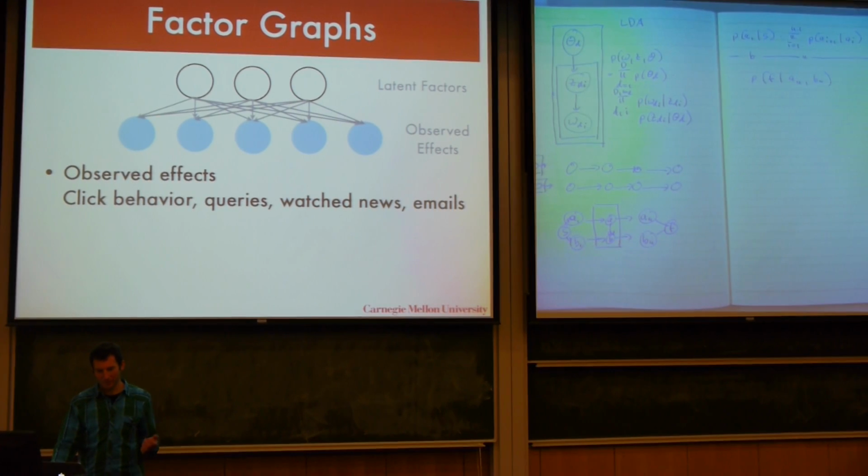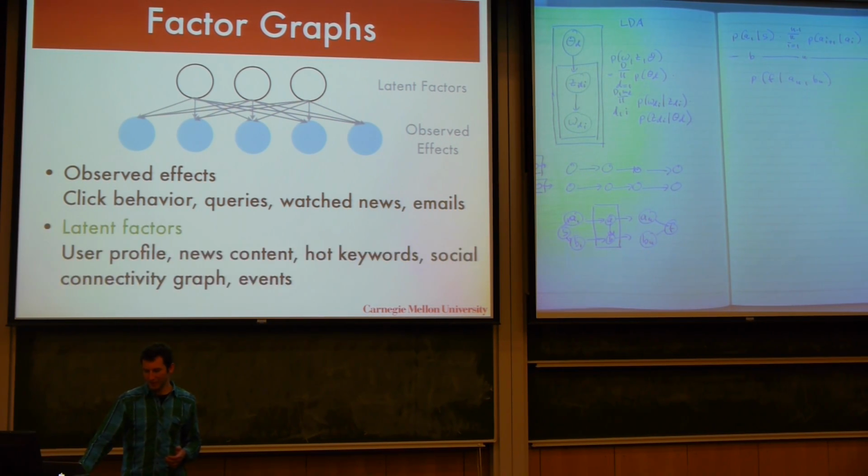So for instance, the observed behaviors would be whether somebody clicks on something, what the queries of a user are, which news he watches, which emails he sends, to whom he sends emails, at what time of the day, all those things. The latent factors would be what a user's profile actually is, what the content of the news is, what the hot keywords are, the social connectivity graph, and so on. So what you're basically trying to do is find a more compressed representation for what you're observing.